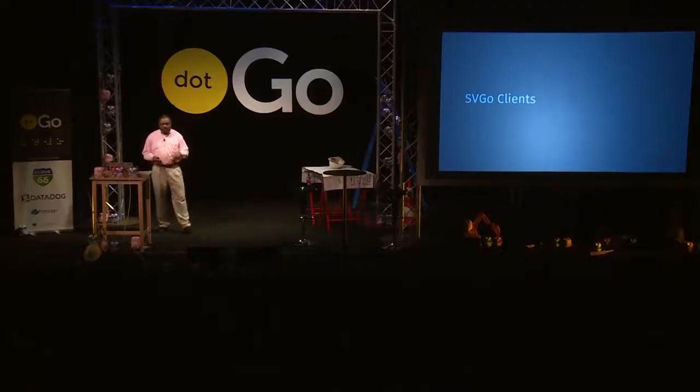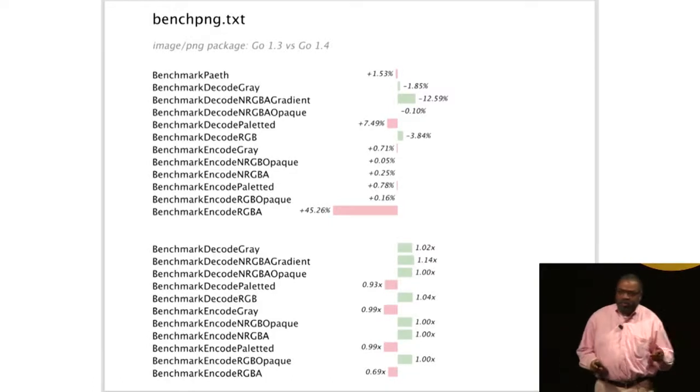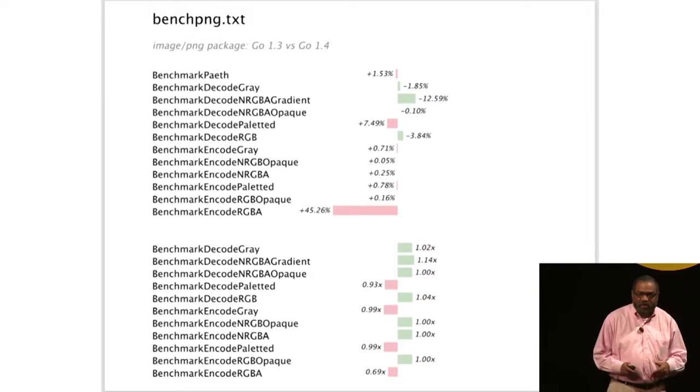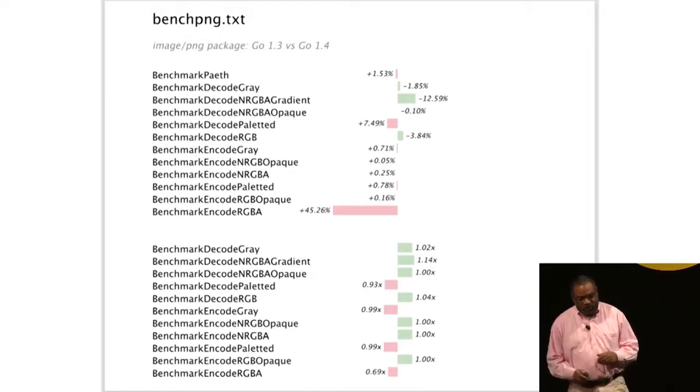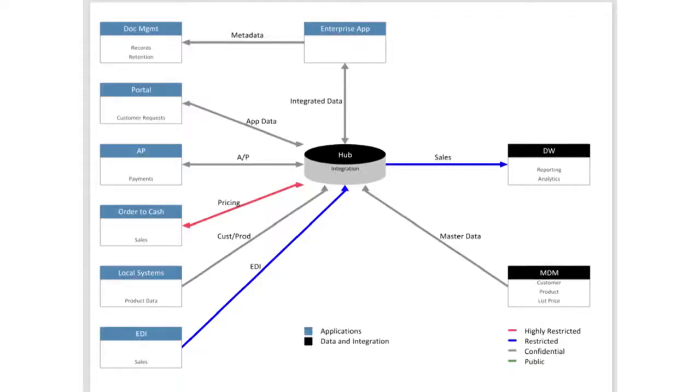Let's go through a whirlwind tour of some SVG Go clients. Here's one that visualizes Go benchmark. One of the talks talked about bench compare. This takes the output from bench compare and turns it into a picture. Things like standard bullet graphs.